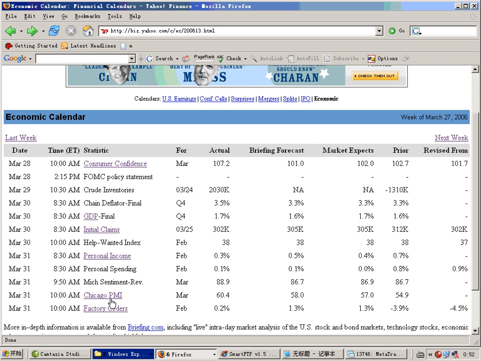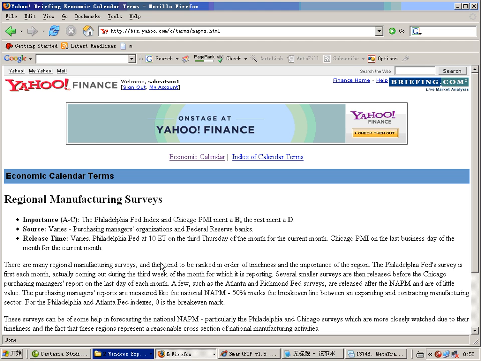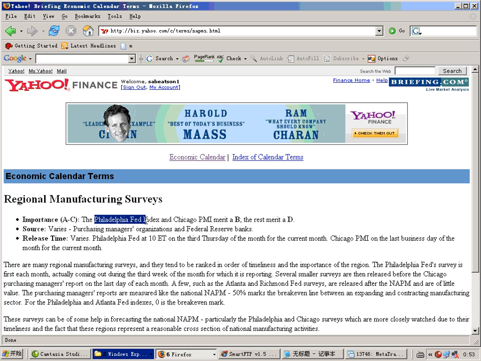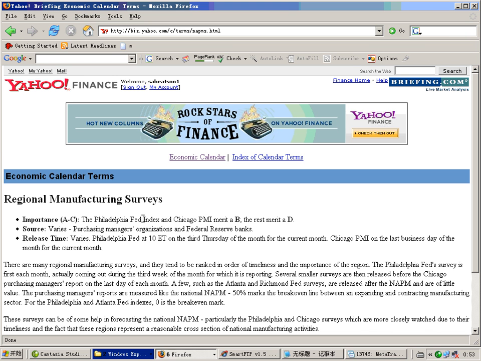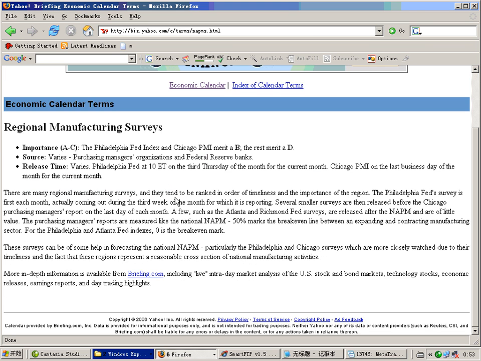We've looked at personal income, Chicago PMI. This is a manufacturing kind of figure. And it says that the ones we're interested in are the Philadelphia Fed Index and the Chicago PMI because they're Bs. The rest of them merit a D. So we're only interested in the Chicago PMI and the Philadelphia Fed Index.